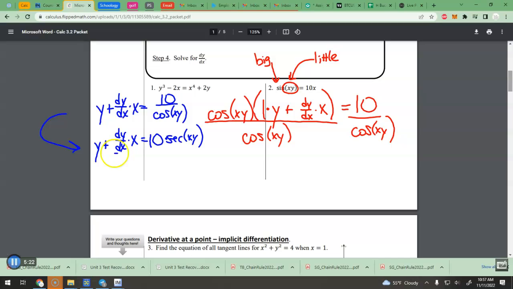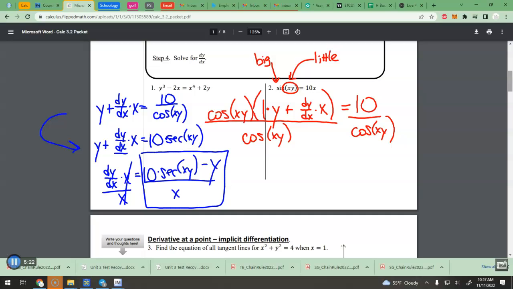So now, again, I want this by itself. So what would be your next move? I believe I would subtract the y. And then divide by x, right? So if I divide this by x, those cancel. And that's what I end up with. I'll do one or two of the ones in the actual workings.